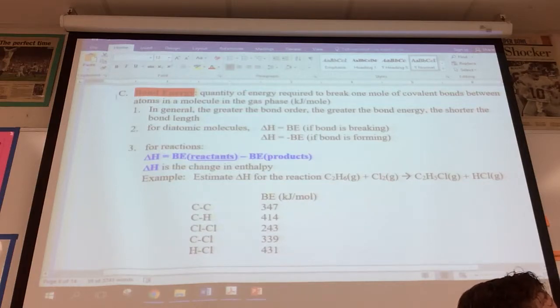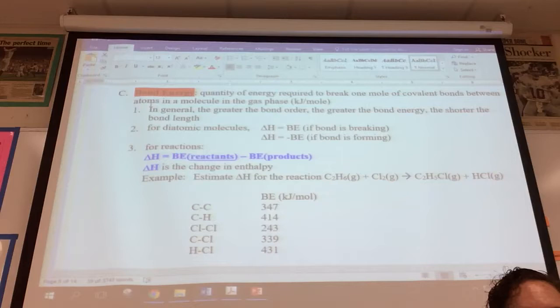First up is bond energy. And we've talked briefly about bond energy. We indicated, for example, that double and triple bonds are stronger than single bonds. In terms of bond energy, this is how much energy is required to break 1 mole of covalent bonds between atoms in a molecule that are in the gaseous phase. Generally speaking, the greater the bond order, the greater the bond energy, the shorter the bond length. And you'll see that in the lab when you construct compounds.